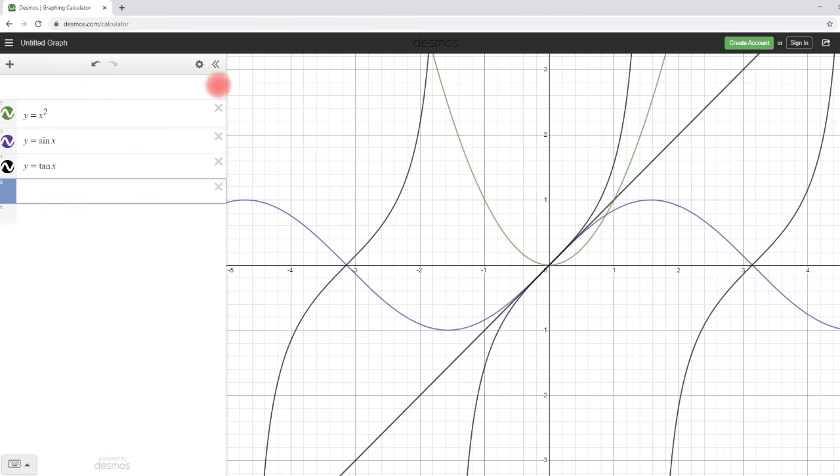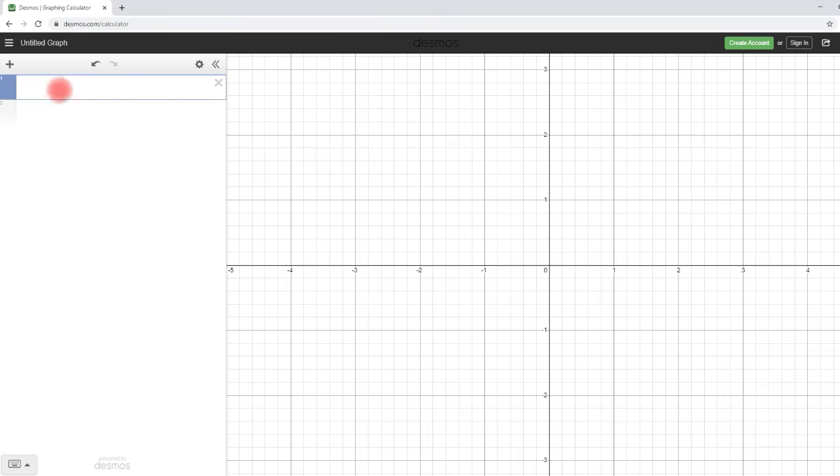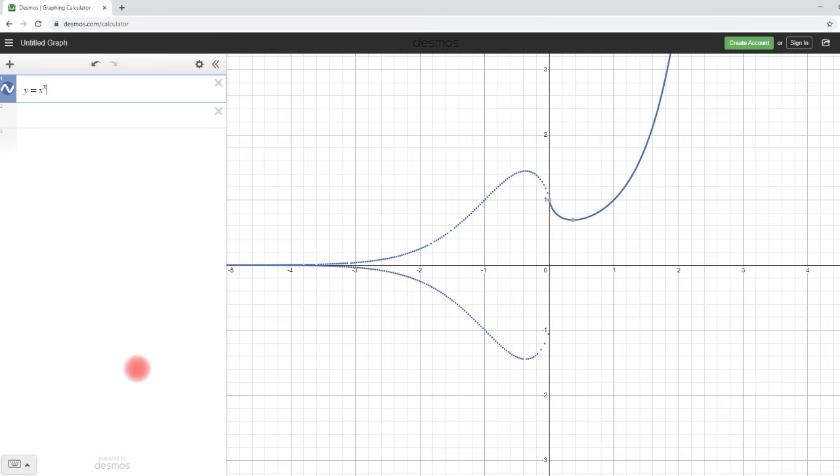But what we want to focus on is this one, x to the x. And we get something that looks like that.